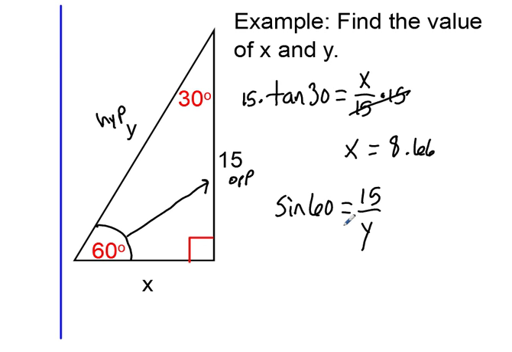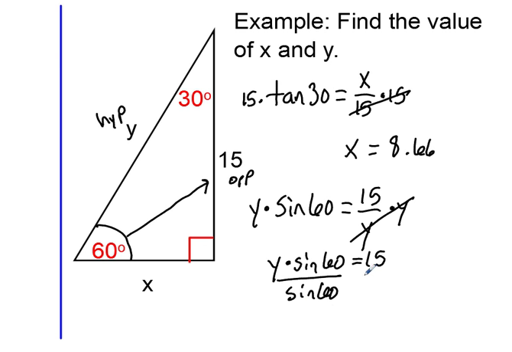In order to solve this, sine 60 equals 15 divided by y, I'm going to need to do two things. I'm going to need to multiply by y, so the y is no longer in the denominator. Y times sine 60 is now equal to 15. Since it says times sine 60, I'm going to need to divide by sine 60 on both sides. So my y will be equal to 15 divided by sine 60, which is approximately 7.32 rounded off.